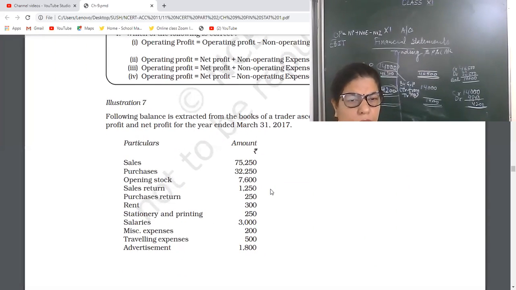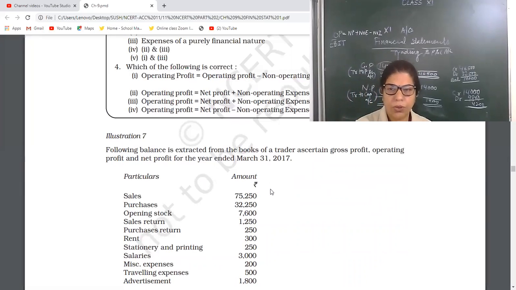Now this is the question for you. Note down. The following balances are extracted from the books of a trader: find gross profit, operating profit, and net profit for the year ended 31st March 2017. Sales, purchase, opening stock, sales return, purchase return. All are related with the trading account.